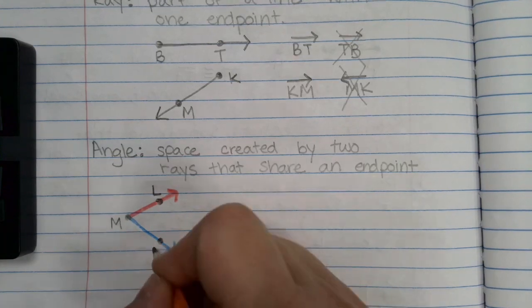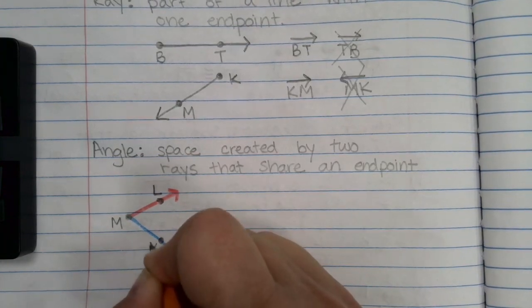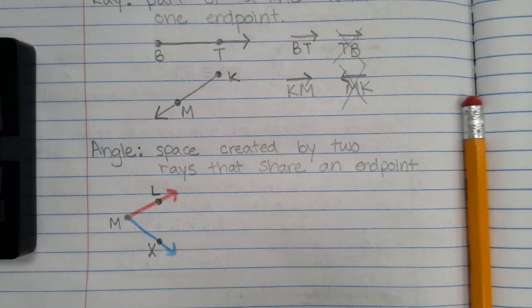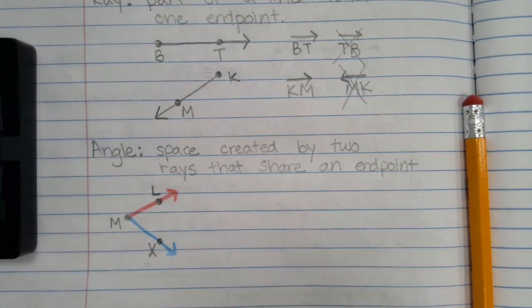And let's name that X. So we're using those capital letters for those points. Points always get capital letters. That's going to be maybe on your test at the end of this chapter, that points have capital letters.